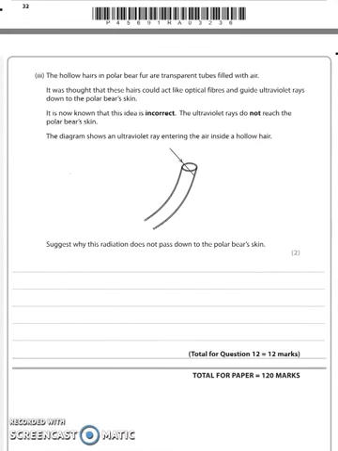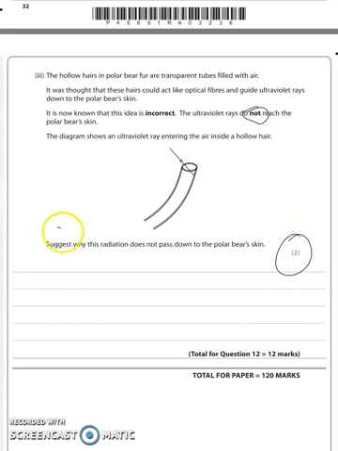The hollow hairs in a polar bear's fur are transparent tubes filled with air. It was thought that these hairs could act like optical fibers and guide ultraviolet rays down to the polar bear's skin. It is now known that this idea is incorrect. Ultraviolet rays do not reach the polar bear's skin. The diagram shows an ultraviolet ray entering the air inside a hollow hair. Suggest why this radiation does not pass down to the polar bear's skin.